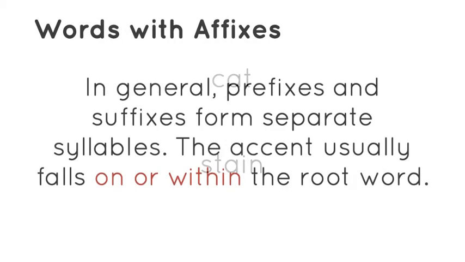We're going to start with words that have affixes. An affix is a prefix or a suffix, or sometimes both, that are added on to a root word. And in general, these prefixes and suffixes form separate syllables. The accent usually falls on or within that root word. Now, you're going to be covering root words and affixes in the next unit. But let me just give a brief demonstration of what I mean.